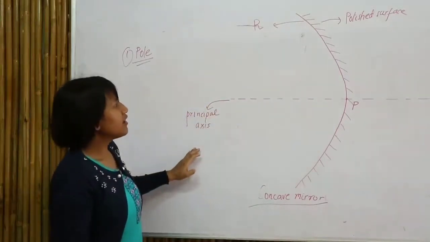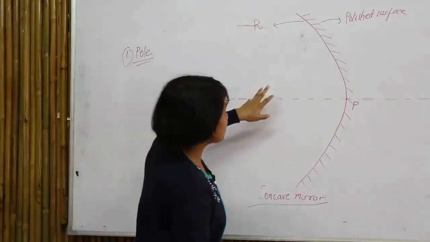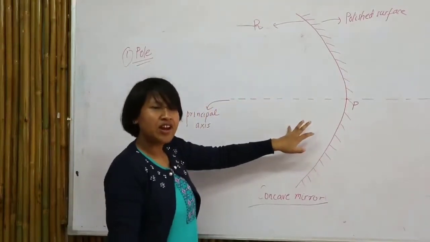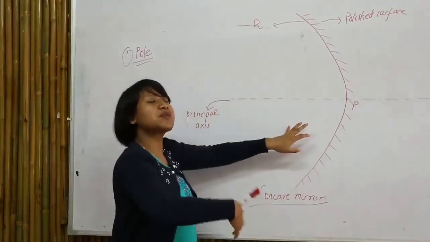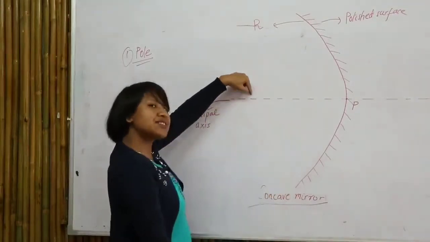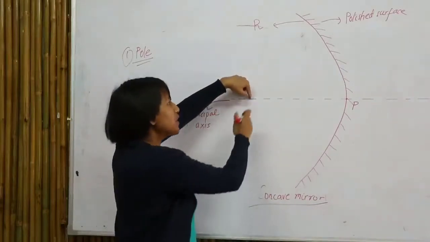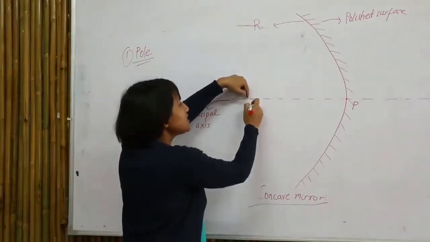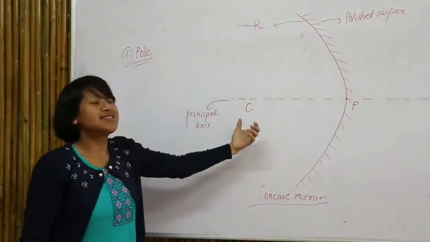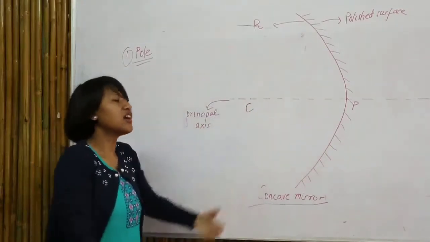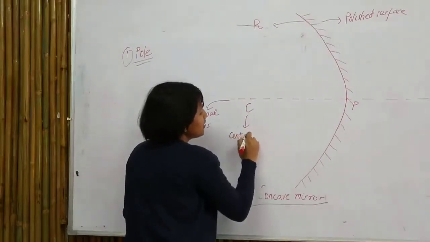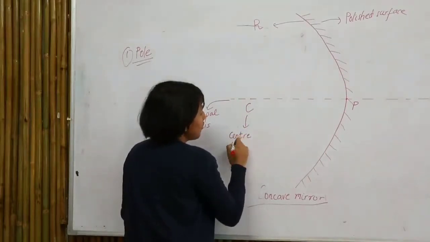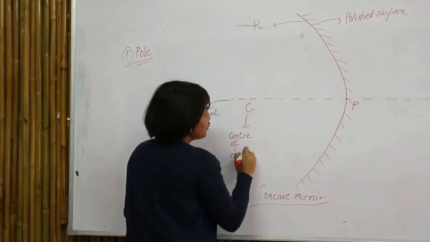Because this concave mirror is a spherical mirror, which is a part of what? Of a hollow sphere, right? It is a part of a sphere. So we have a center, right? A sphere always has a center. So what is that C called? The center of curvature. So this is called the center of curvature.